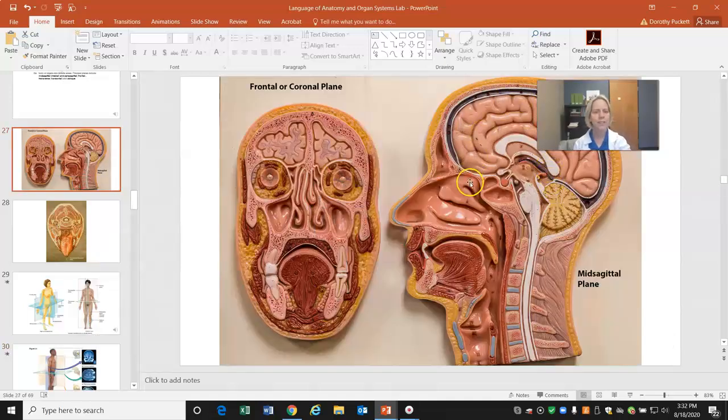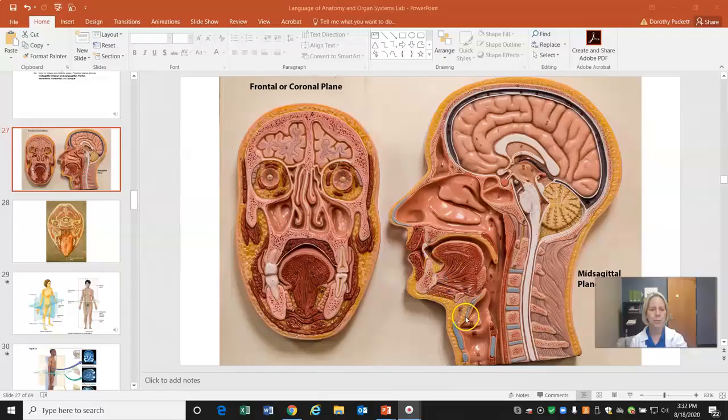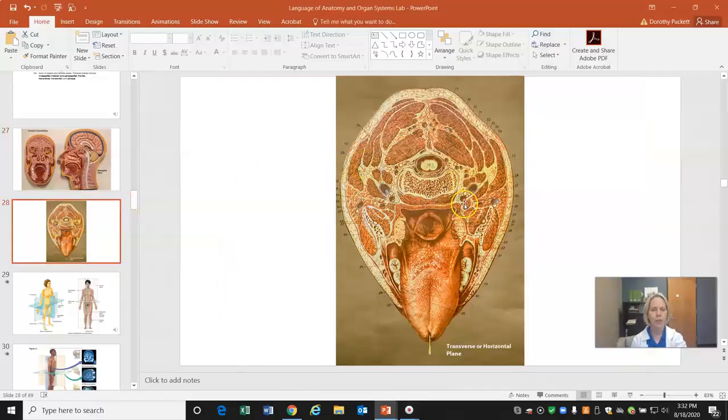So if we look at this model, we can see a mid-sagittal plane, and I already mentioned a frontal plane. And here is showing a wall chart going through the neck. So we can see the neck muscles here, and there's the tongue. This is a vertebra, and there's the spinal cord. This section is a transverse section, which separates top from bottom. So it would be cut this way.